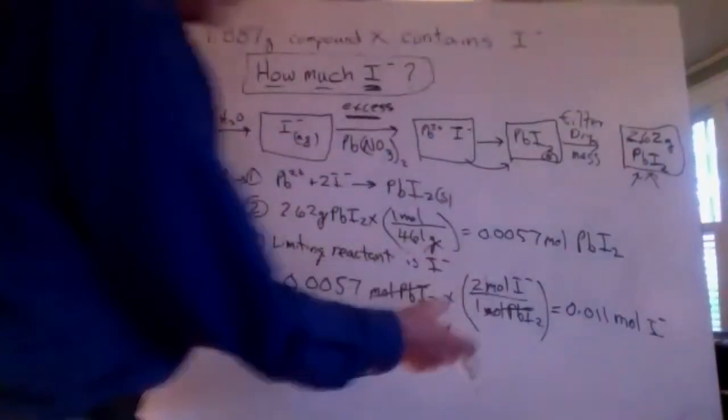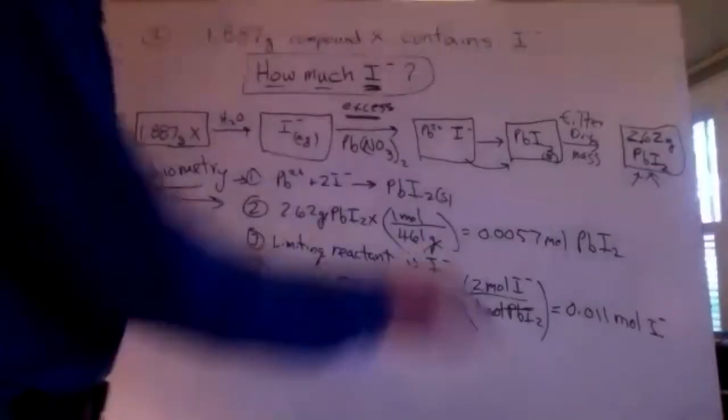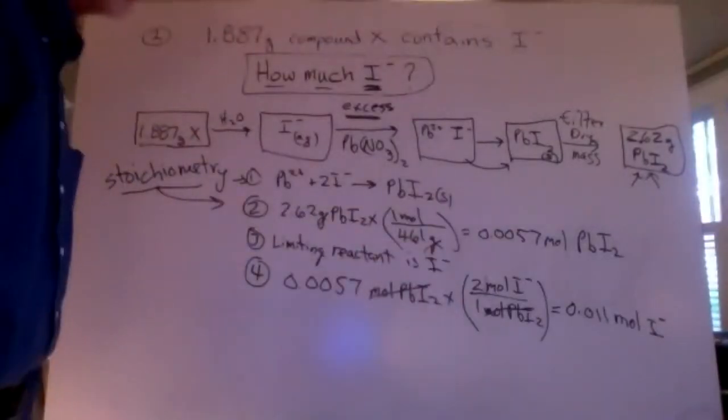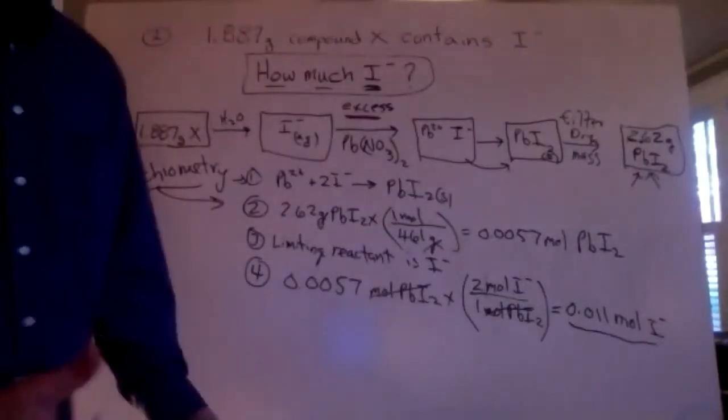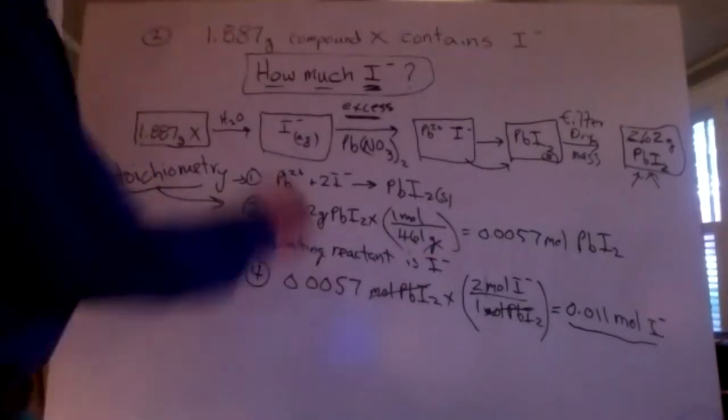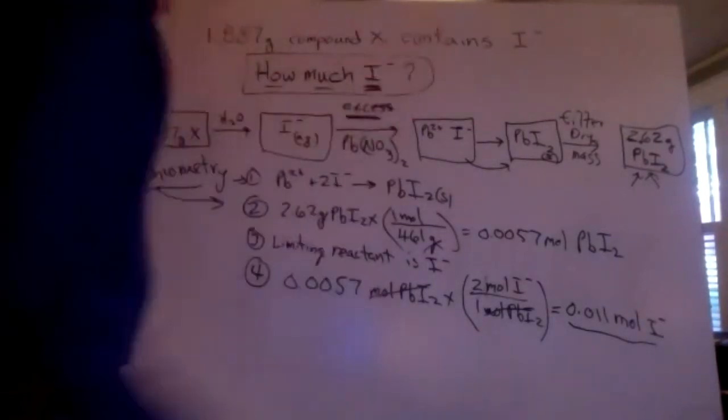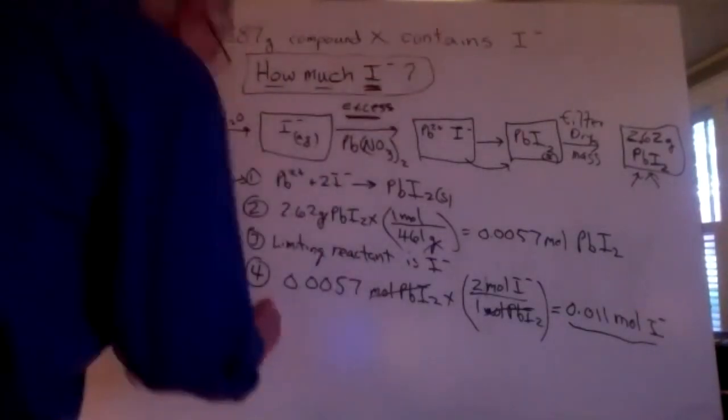Now the board's getting floppy when I get down here in the corner. It's hard to write on it. It starts moving on me. But that's how many moles of iodide ion are in that compound X. Are we done with the problem? Nope. We want to know how much in grams. I didn't state that, so that'll be the last step.